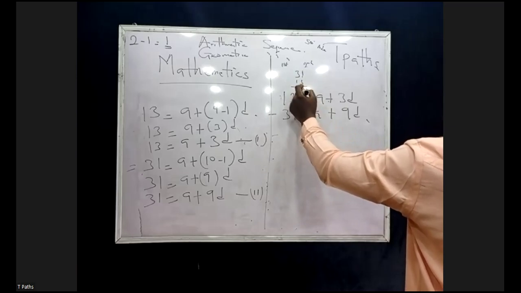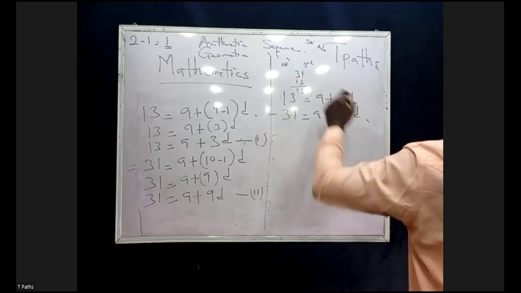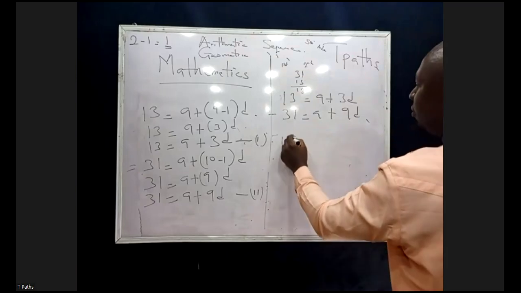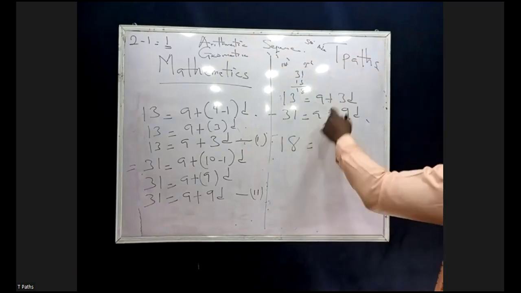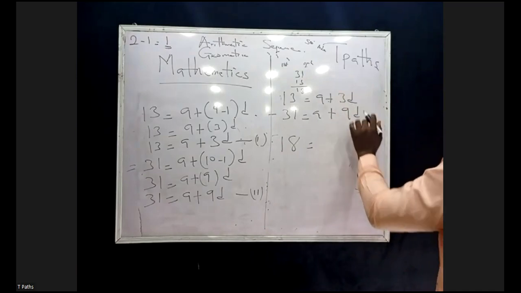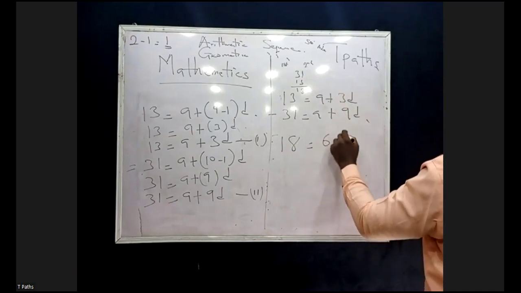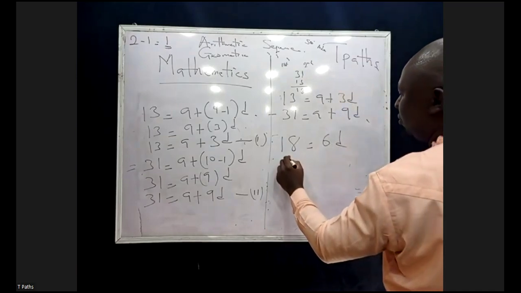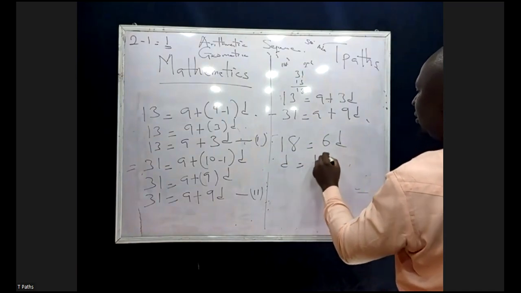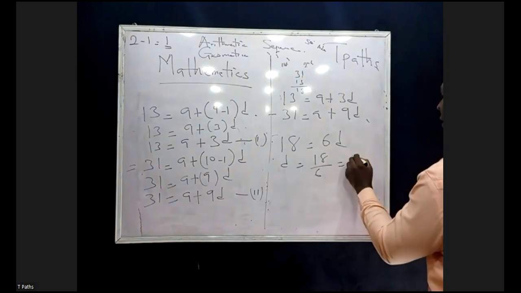31 minus 13 will give you 18. A minus A will go. 9D minus 3D gives you 6D. But what is going to be your D? Your D will be 18 over 6, which is 3.